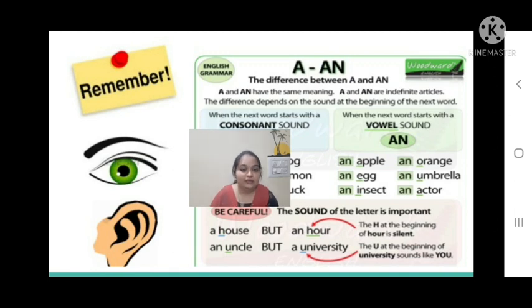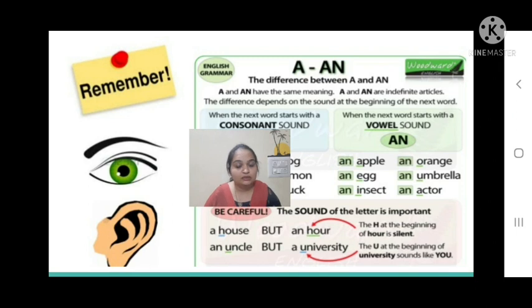So we stress on the sound of the letter. Okay, one more example. If you take the word uncle, U-N-C-L-E. So here we all can say U is a vowel sound letter. So we will use an uncle. I have an uncle in America. So here we use an uncle.